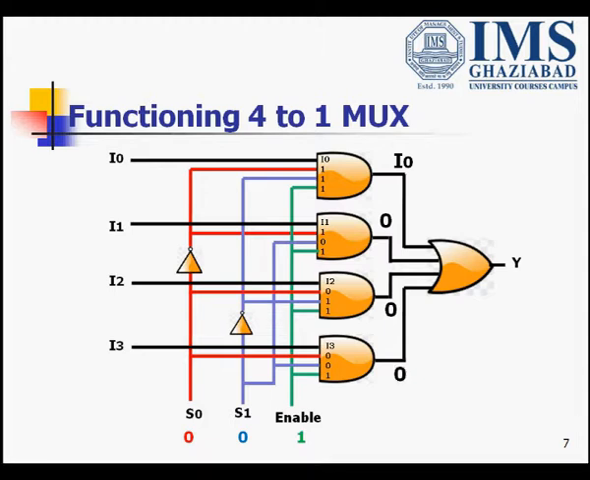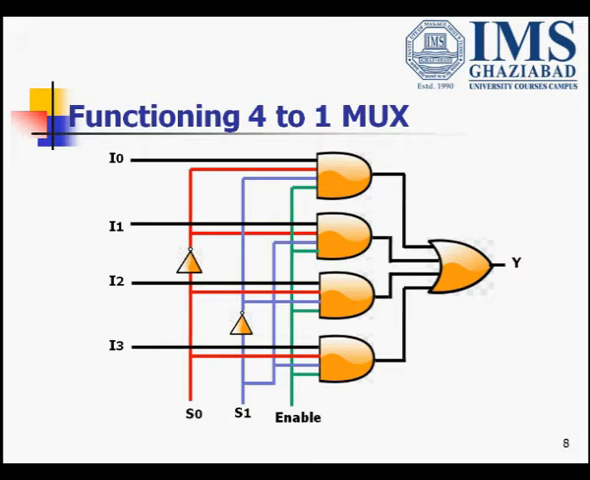Now input for OR gate is I0 0 0. As far as an OR gate is concerned, the output for this OR gate would now depend on the value of I0. If it is 0, the output would be 0. If it is 1, the output would be 1. So the output comes out to be I0.